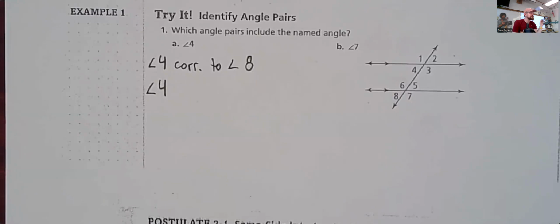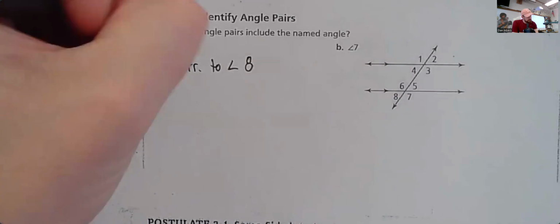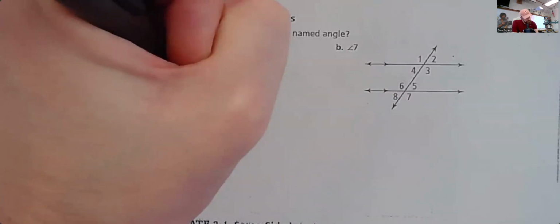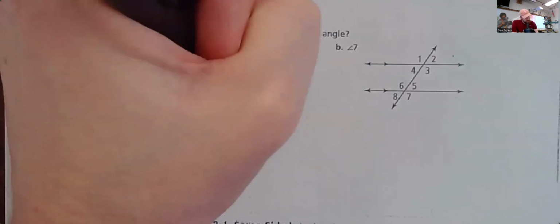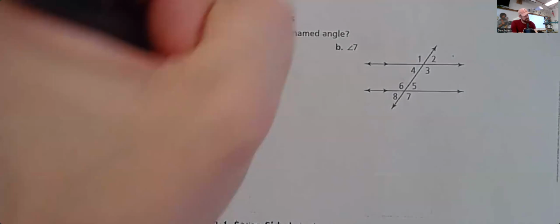Is angle 4 an exterior or an interior angle? Interior. So what angle relationship do we have that uses the word interior? Alternate interior angle. Okay. So angle 4, alternate interior with angle 5. Good.